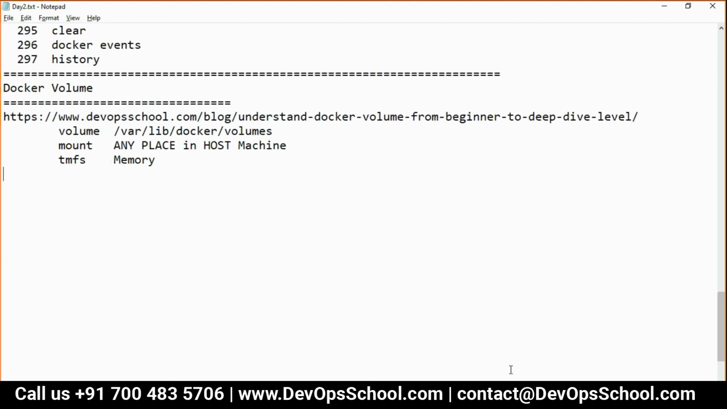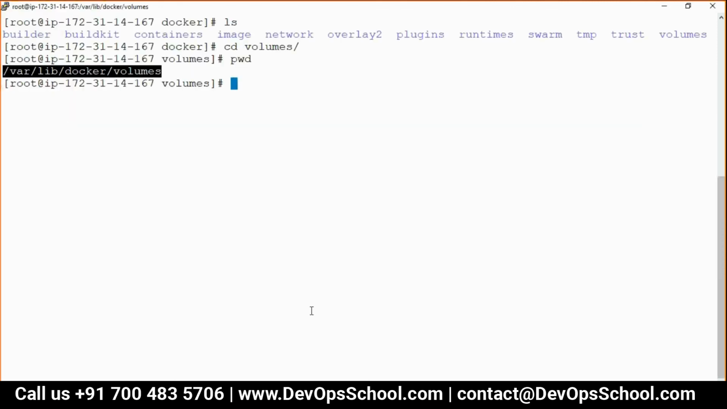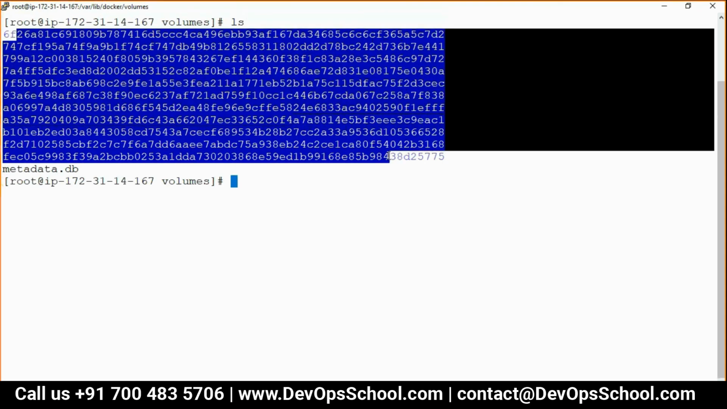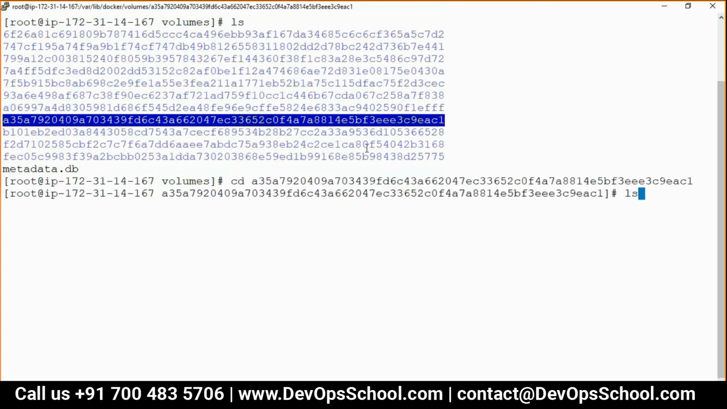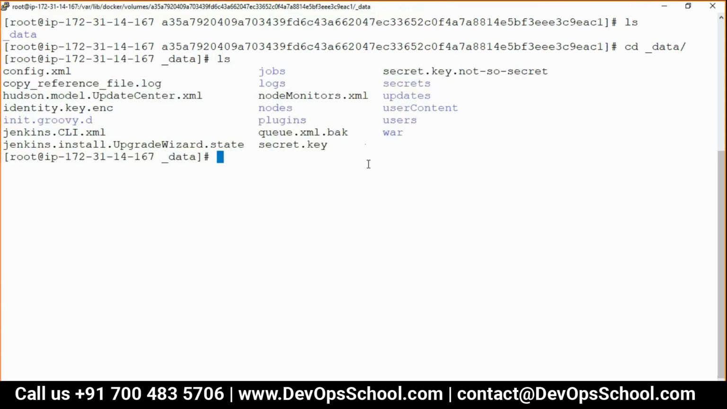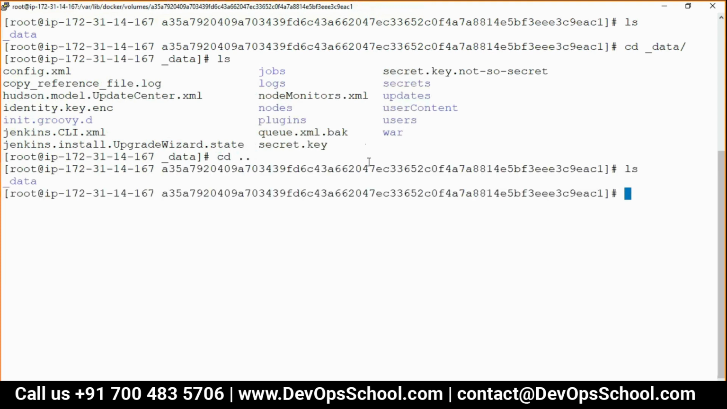So how can we work with the volumes? Let me work with the volumes. First, let me show you here. This is the location. See, there are so many volumes here. I have not created any volume, but I got so many. The question is how? The answer is hidden in the Jenkins image. You want to see that? Go inside the data. If you know Jenkins, then you know this directory structure as well. These are the Jenkins files. Anyways, that's a topic which will come back later.